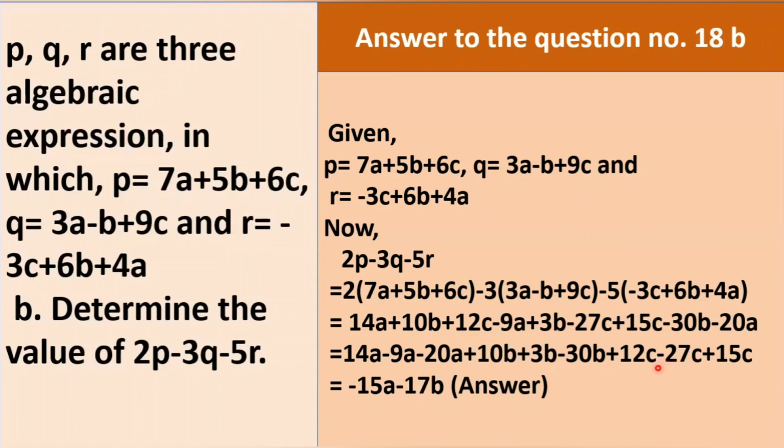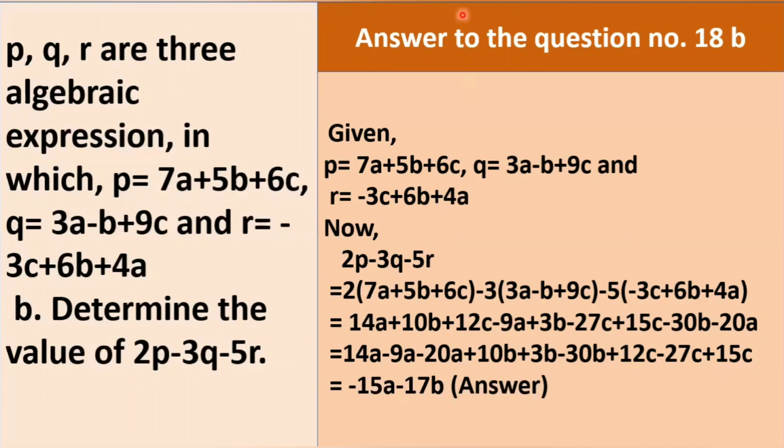And here, if you see, I didn't write anything with c, because if you add 15c and 12c, the result is plus 27c. And plus 27c and minus 27c makes how much, students? Yes, if you deduct it, the answer is 0. So you won't write plus or minus 0, as 0 does not have any value. So our required answer is minus 15a minus 17b.